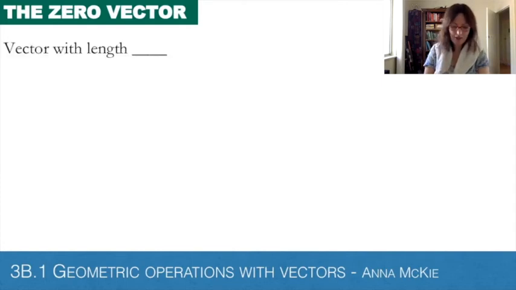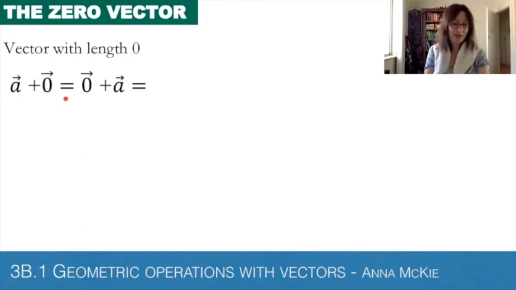Okay, the 0 vector. So it's a vector with length, what? 0. Think about it this way, if you have the vector A and you're adding on the vector 0, it's the same as having the 0 vector and adding on the vector A. What would our result be?